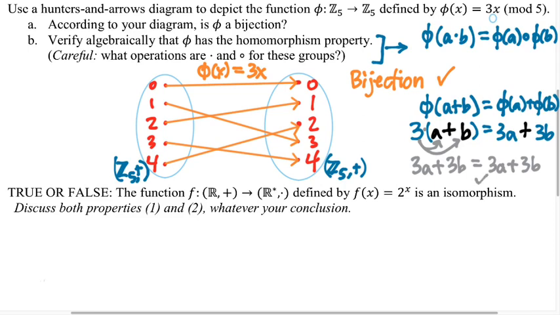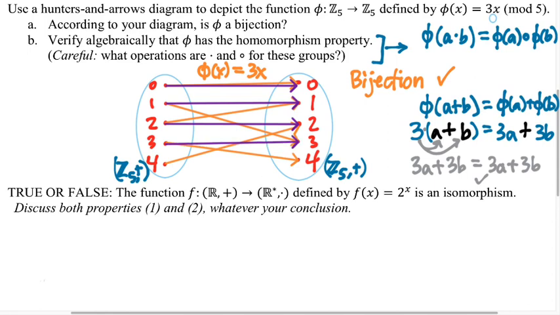So it has the homomorphism property. Therefore, this is an isomorphism of Z5 to itself. Which, by the way, is an interesting isomorphism from Z5 to itself. Because what's a simpler isomorphism from Z5 to itself? Phi of x equals x. So if I were to draw the Hunters and arrows diagram for that one, it would just look like this.